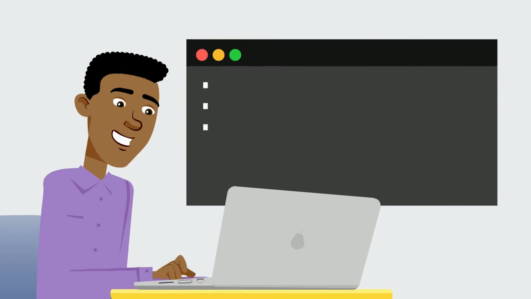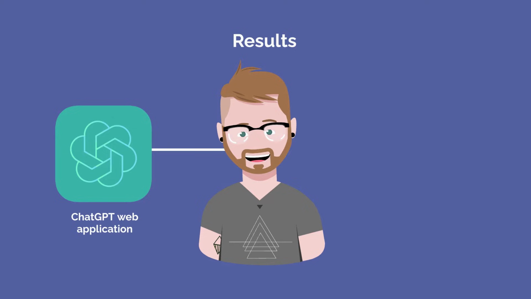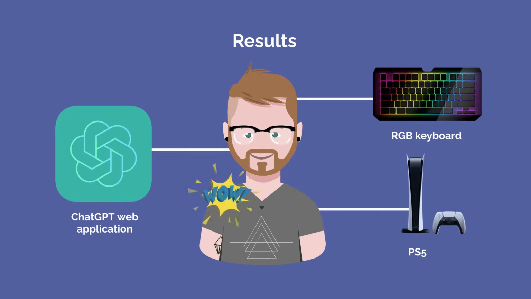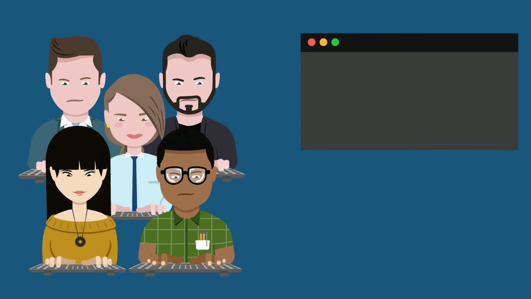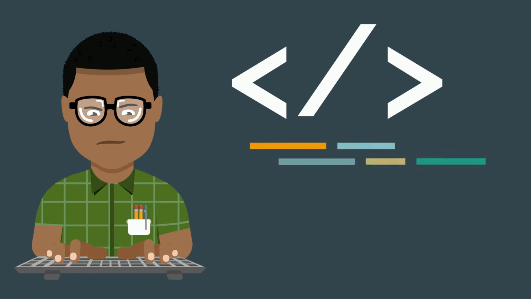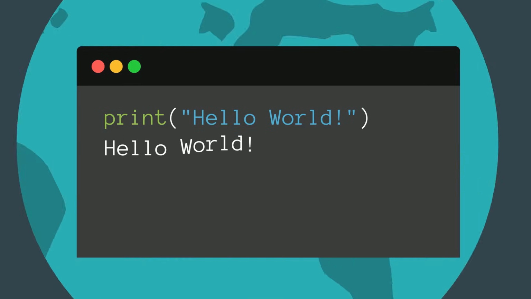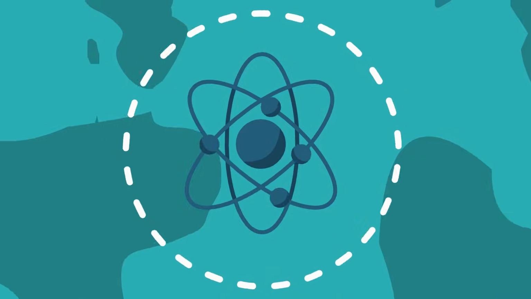Software engineers, on the other hand, apply these same programming skills to develop deliverable products, resulting in everything from the ChatGPT web application to the smooth experience of your RGB keyboard and PS5. Pretty cool, right? But what do they actually do? Starting with the absolute basics, all software engineers type lines of code into an IDE, like Visual Studio Code. This coding environment executes code to accomplish a goal. This could be as simple as printing out "Hello World" to the console, or as complex as applying quantum computing to already convoluted space missions.